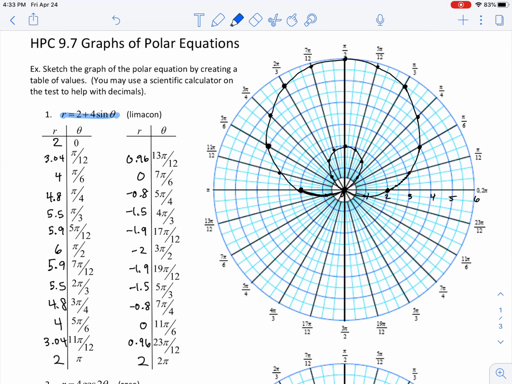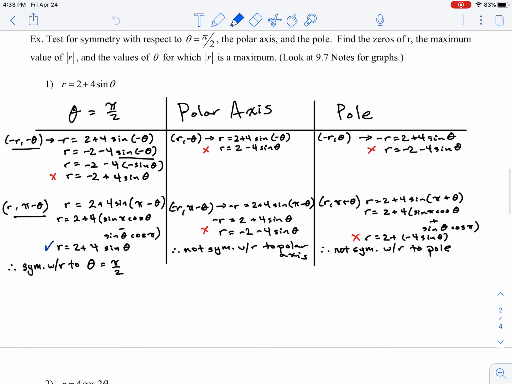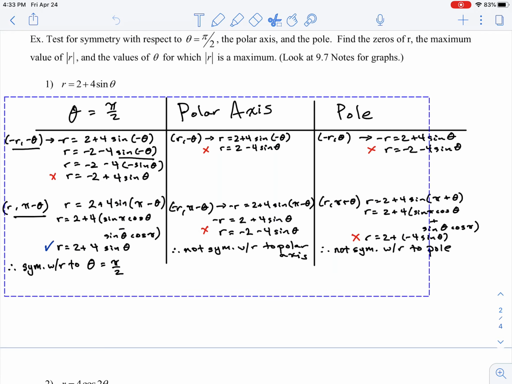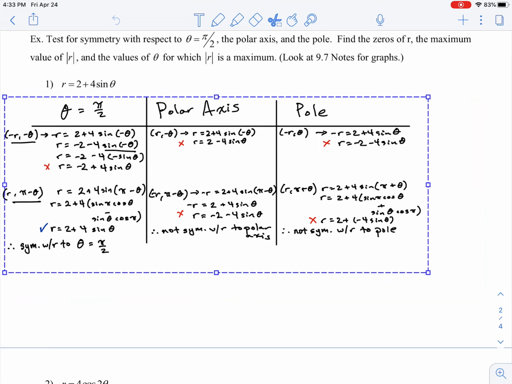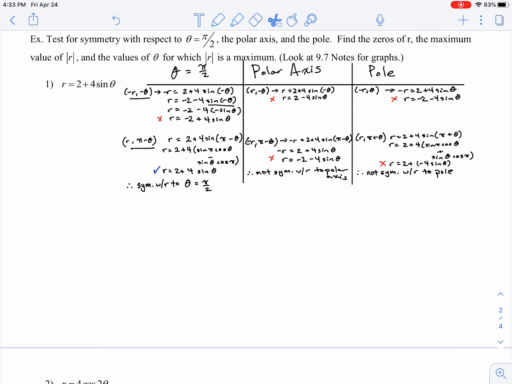There's our limacon, our graph, 2 plus 4 sine theta. We see that it is indeed symmetric over pi over 2 and not anything else. Okay, so let's finish up that problem by talking about finding the zeros and the maximum values. Let me make this a little bit smaller so we have some space to work with.